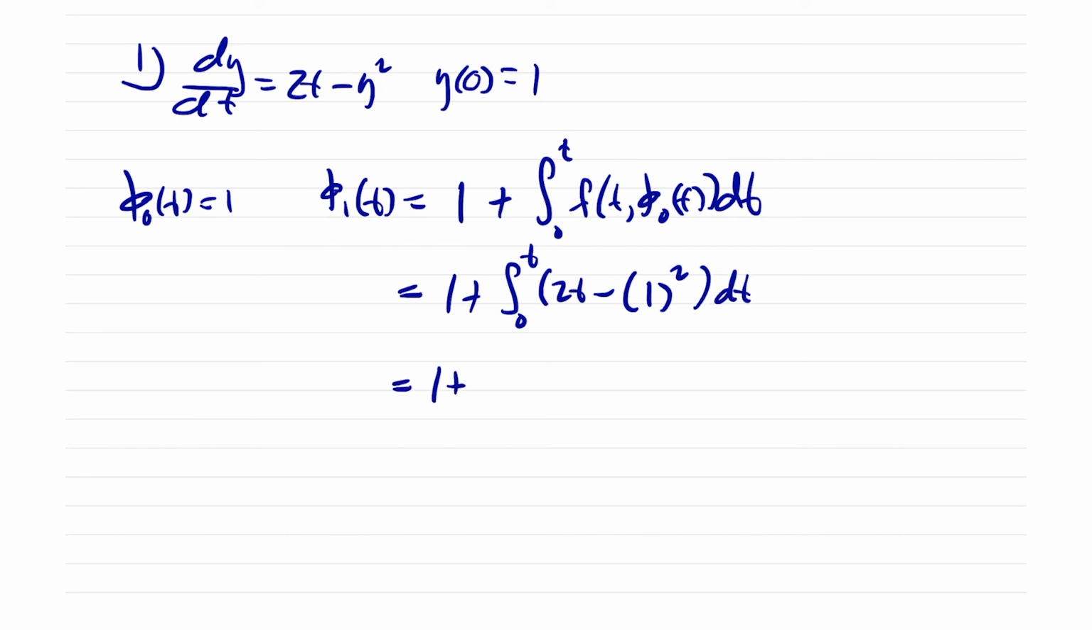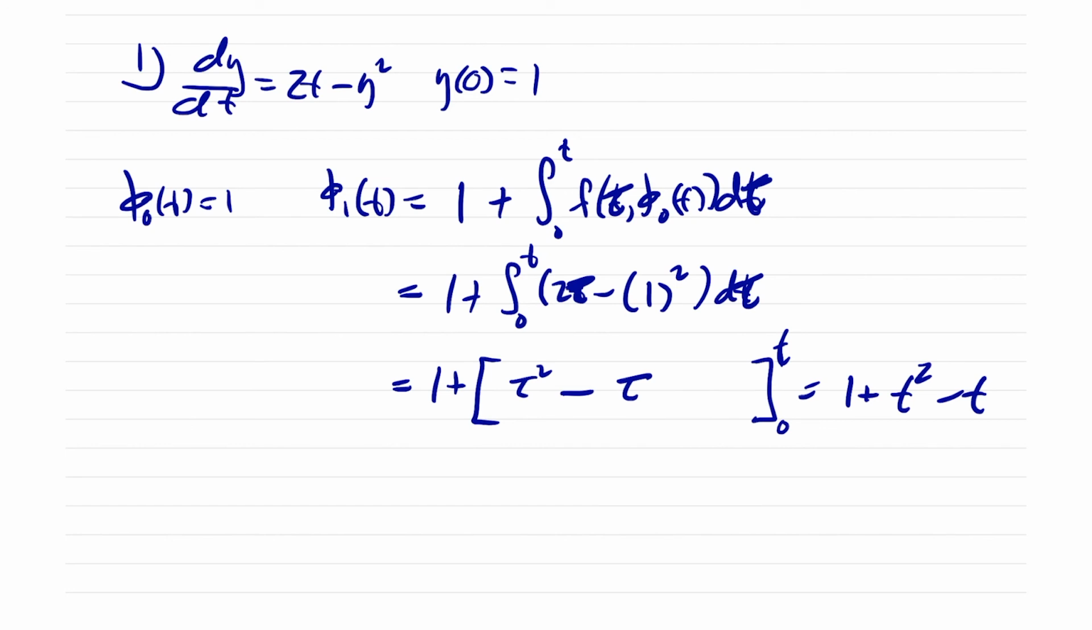And so this is 1 plus, let's do this integral. So the integral from 0 to t of, well, I guess I should have tau here, right? Because the external variable on the other side is t. So keep my variable straight. And so yeah, we get 2 tau, that's going to be tau squared, minus 1 squared is just 1, so that's going to be tau, and evaluating this at t and 0, it's going to be 1 plus t squared minus t.